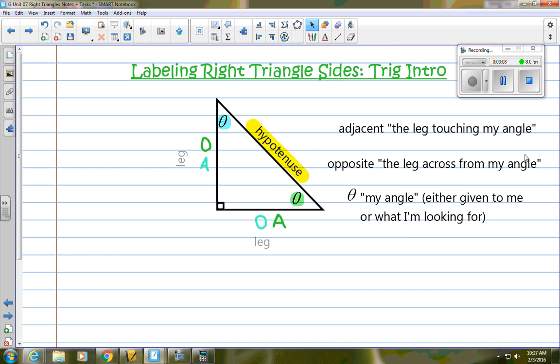This is super important. We need to know how to label the legs based on whichever is our reference angle, the angle that we're concerned with, because that's going to dictate which trig ratio we're going to use. We'll talk about that in the next video.